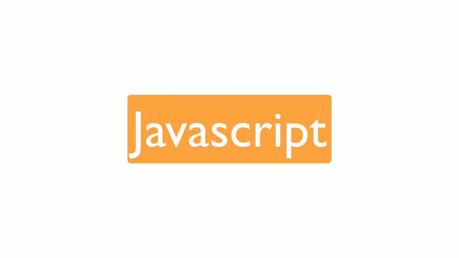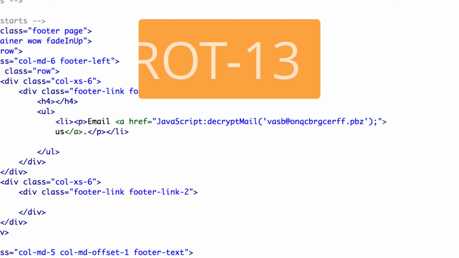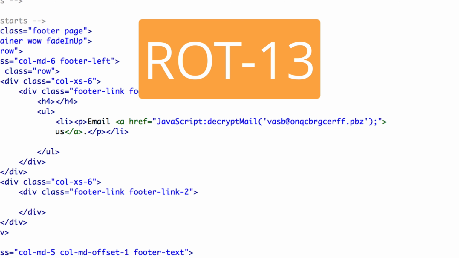By using JavaScript, there's a clever way to encode and decode your email address using ROT13, or rotate 13. This is a method used to encrypt letters simply by rotating each letter forward by 13 characters. So an A becomes an N, a B becomes an O, a C becomes a P, and so on. The same principle as ROT5, which is used for numbers.